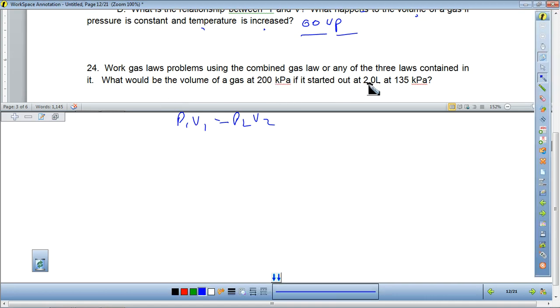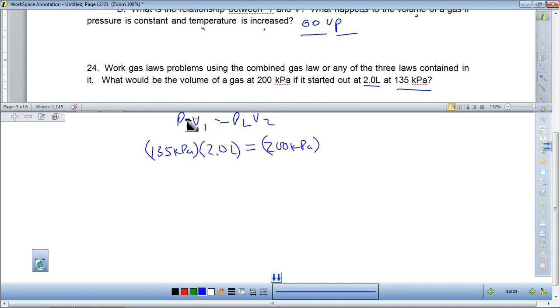And we have a starting pressure of 135 kPa and a starting volume of 2 liters, a final pressure of 200 kPa, and they're asking us what would be the new volume. So we'll divide both sides by 200. 135 over 100 is 1.35 liters. Notice how the math was pretty easy there.